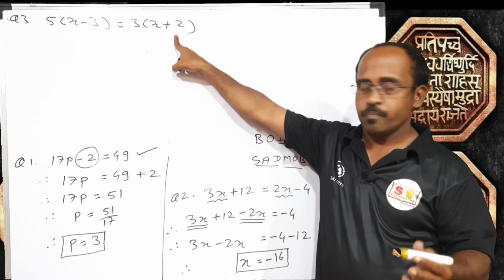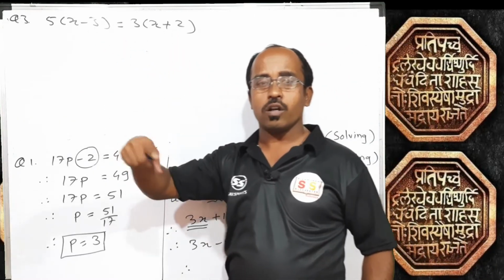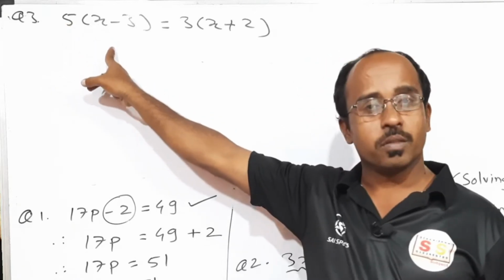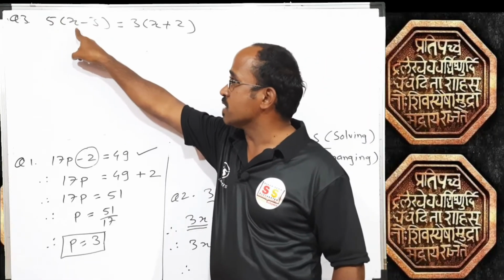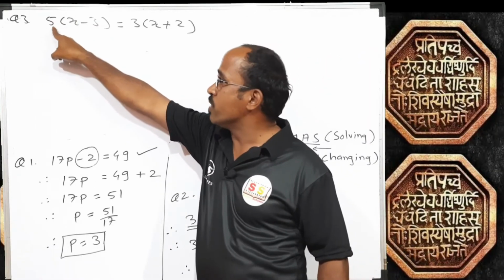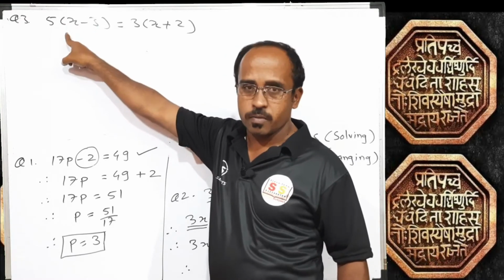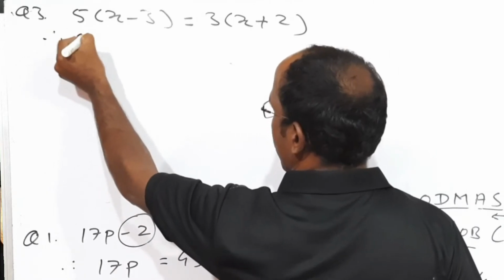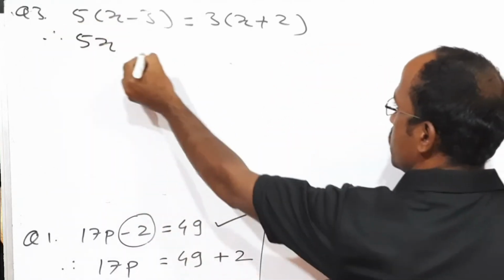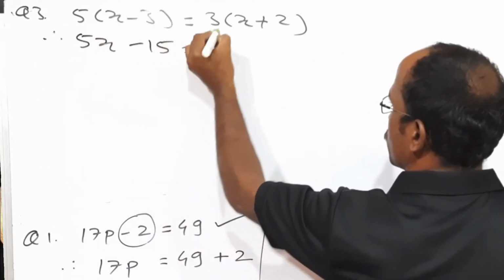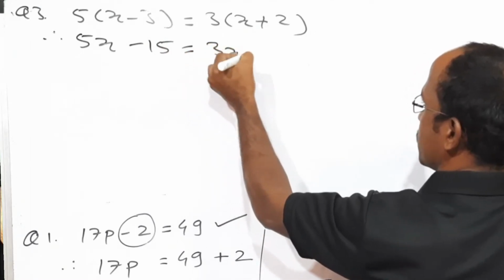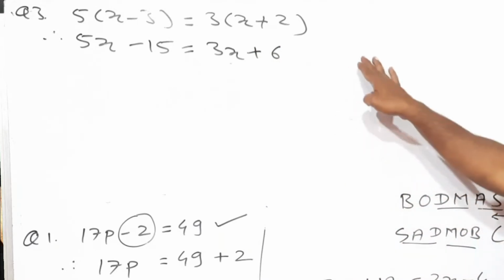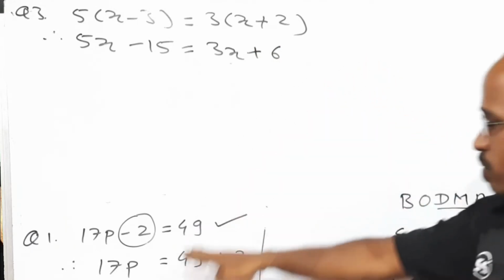Now what is the next step? The next step is bracket, order, multiplication. Is there multiplication? Yes. This 5 is multiplying the bracket. Here we have to multiply this x minus 3 by 5, means we have to multiply x by 5 and minus 3 by 5. 5 into x, 5x. So it will be equal to 5x, 5 into minus 3, minus 15, which is equal to 3 into x, 3x, plus 3 into plus 2, plus 6. Got it, students? Now, is it a problem of this type?